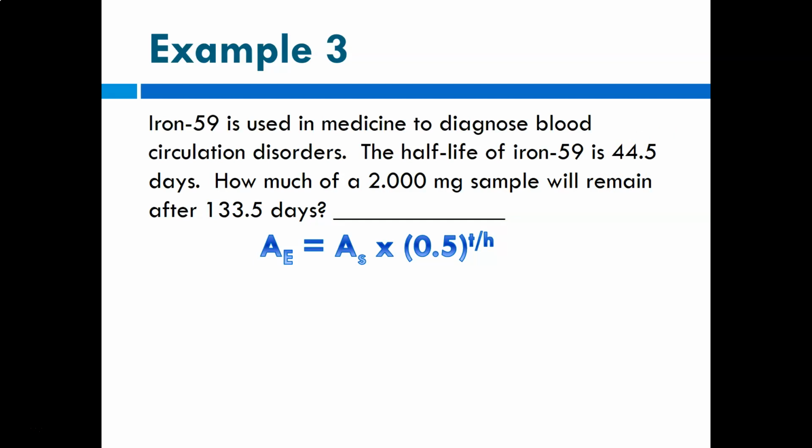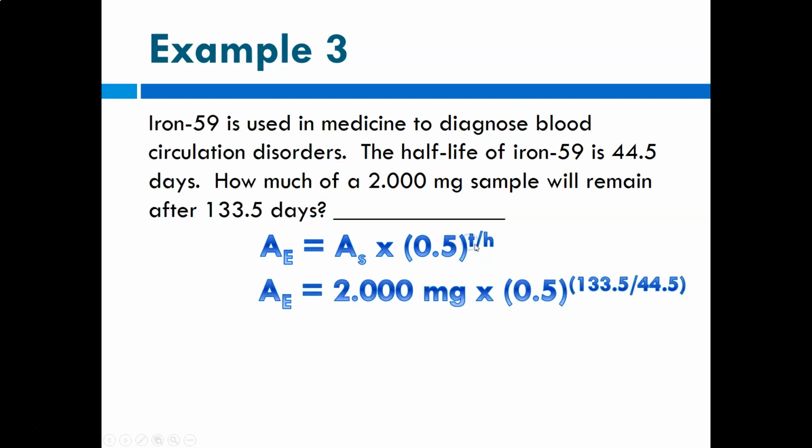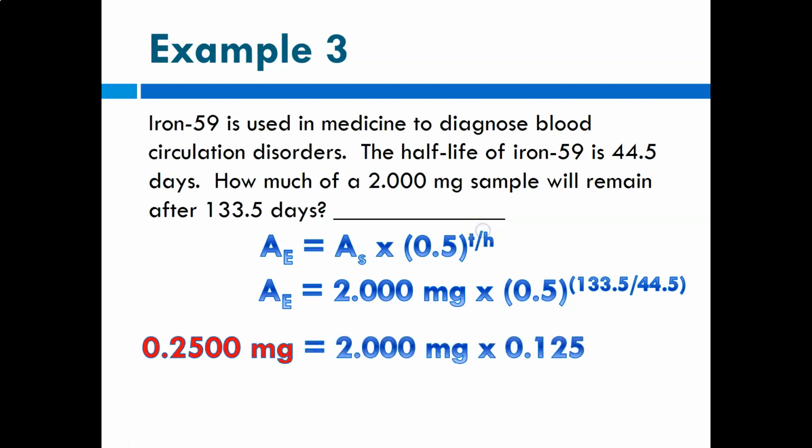Be careful that you don't mix up which one is T and which one is H. I see a lot of people get those backwards and then they get the problem wrong. It's not always going to be the bigger number on top and the smaller number on bottom. So you do need to read the story of the question to make sure you put the right number in the right place. Calculate that, and you get that you will be left with 0.25 milligrams, just a little bit left.